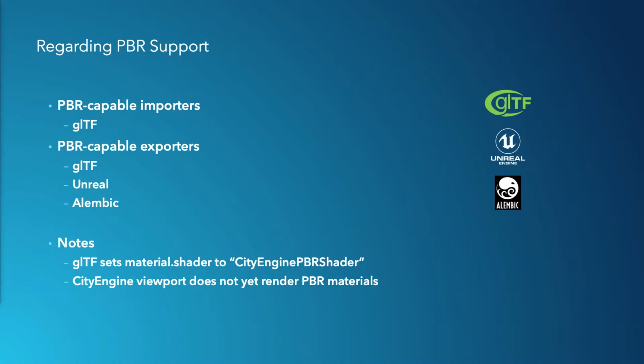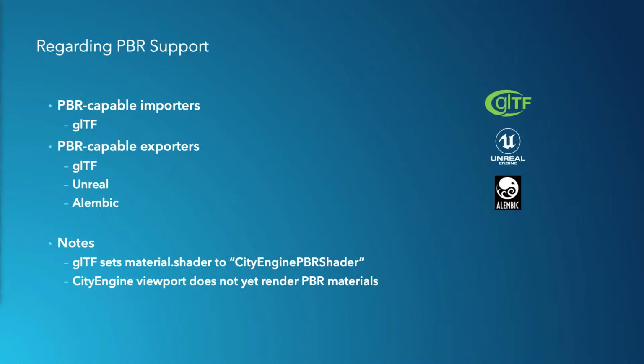So to summarize this PBR support in conjunction with the GLTF import-export, we now have this PBR-capable GLTF importer in CityEngine, also the exporter, but we also have Unreal and Alembic, which can transport those new material properties into, of course, Unreal and also other tools that read Alembic, like Houdini, Maya, or Katana.